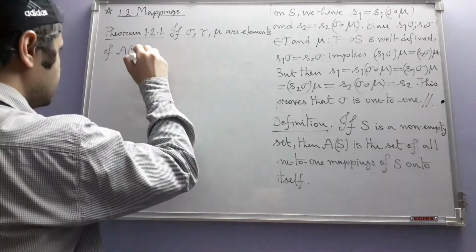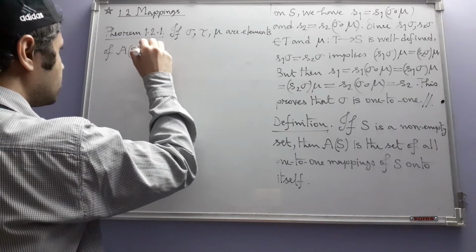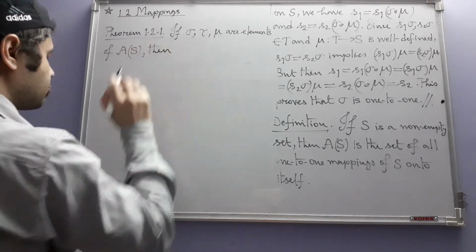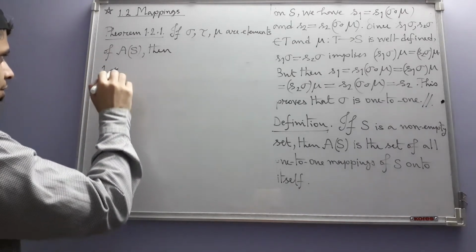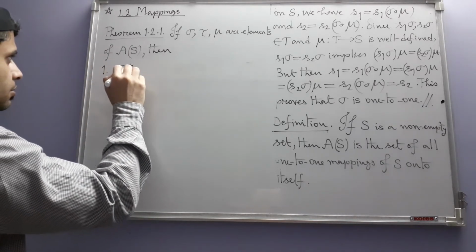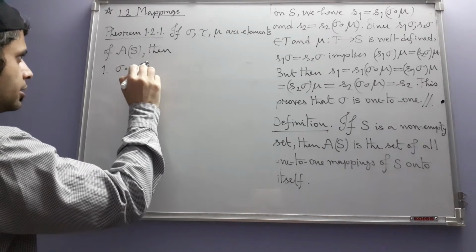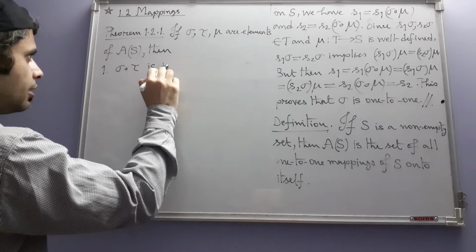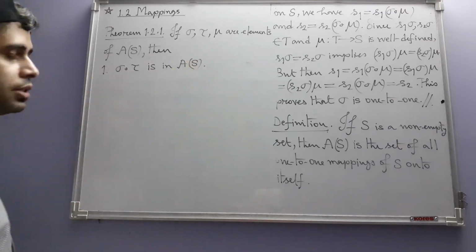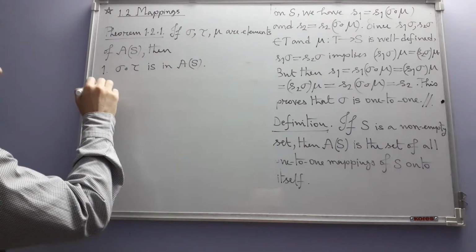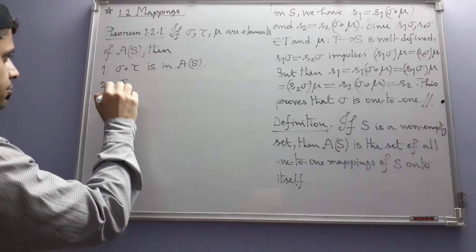Okay, then there are four statements which are true. The first one is that this is again an element in A of S. The second one is the associative law.